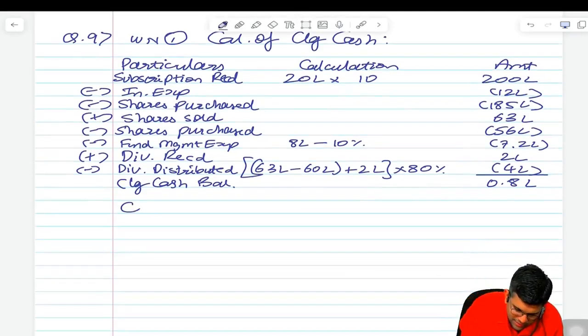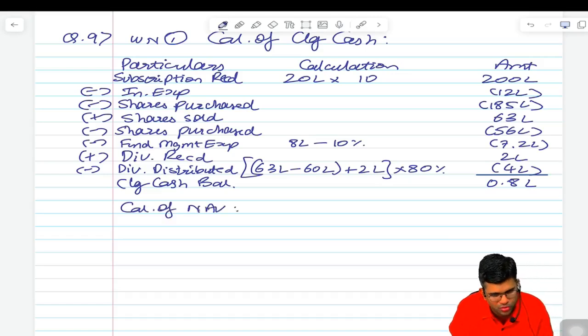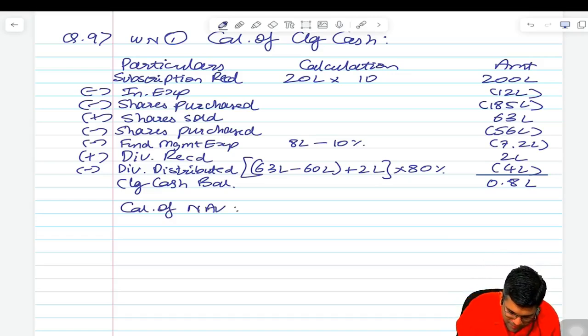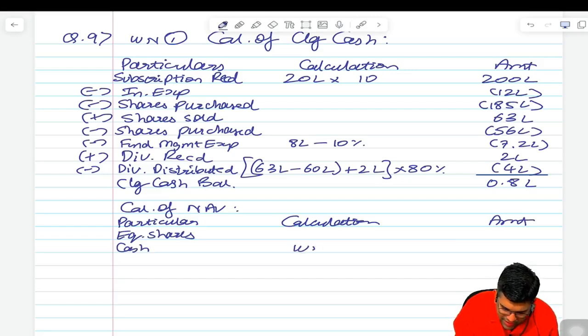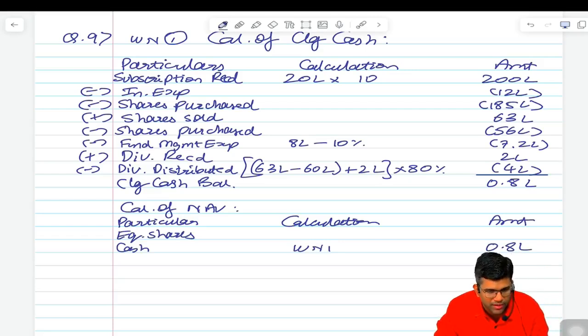So I'll write here calculation of NAV. In fact, you realize the whole question was about closing cash balance only, nothing great there. So calculation of NAV, I'll do particulars, calculation, amount. Okay, students, as of now I know that this mutual fund is holding equity shares and it has got some cash. Cash, do you realize I already have sorted from working note 1, that is 0.8 lakhs.